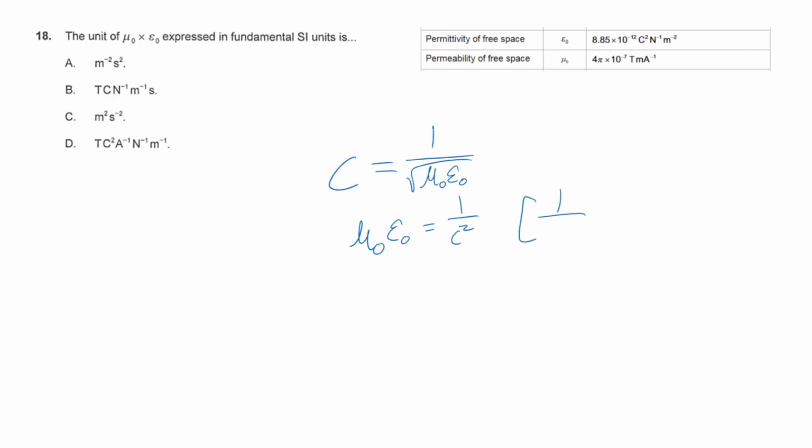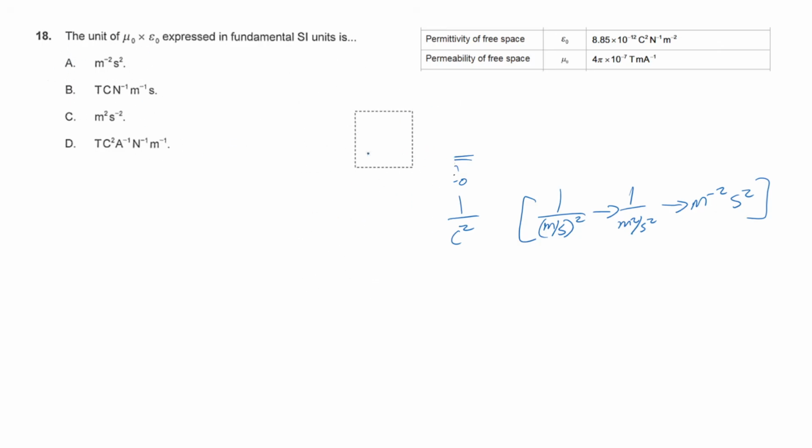We have 1 divided by c squared, and the unit for c, the unit for the speed of light, is meters per second. So that'll lead you to the units that are in answer choice A. So answer choice A is correct.